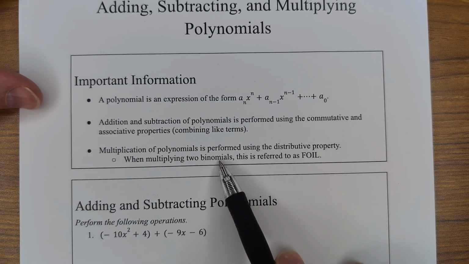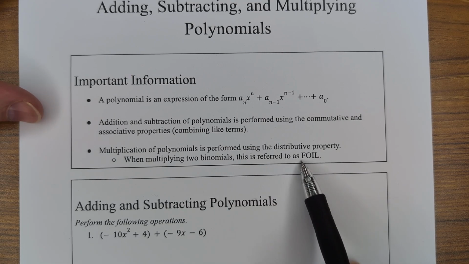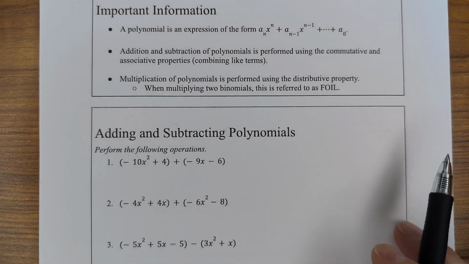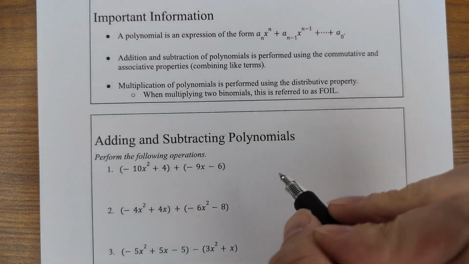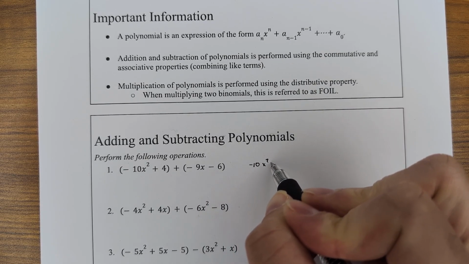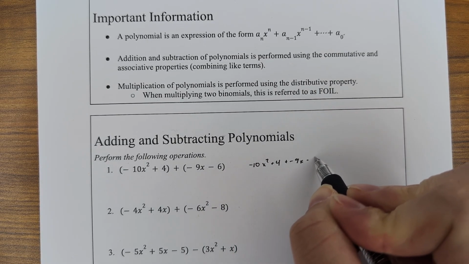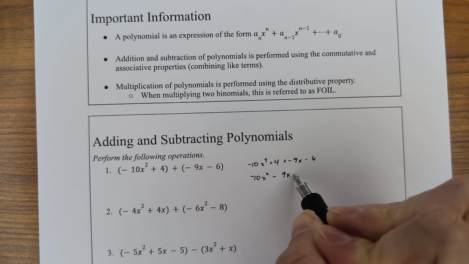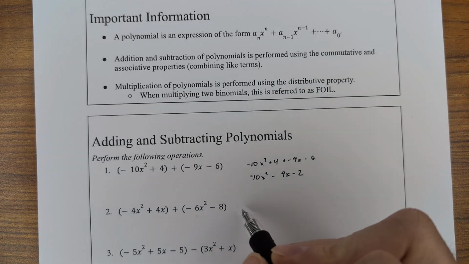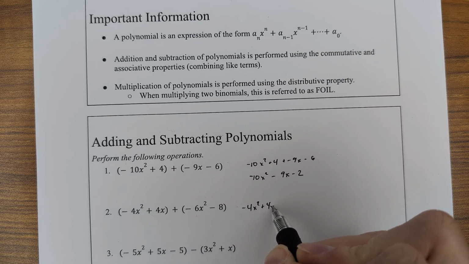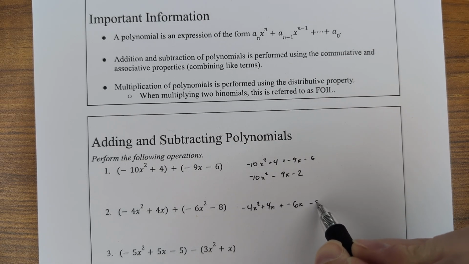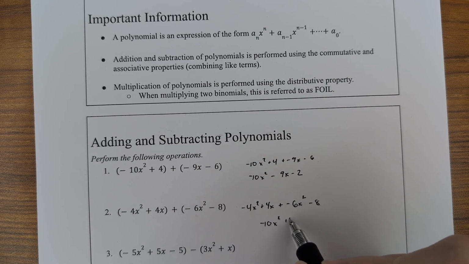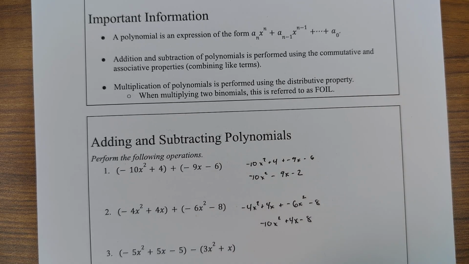Now, when you have two binomials, so that's something with two terms in it, you are foiling. But foiling only works for binomial times binomial. So, there are examples. So addition or subtraction. In the case of addition, the parentheses are actually unimportant. They don't do anything. So to combine like terms, that's negative 10x squared minus 9x minus 2. So for this one, negative 4x squared plus 4x plus negative 6x minus x squared minus 8. So like terms, negative 10x squared plus 4x minus 8.